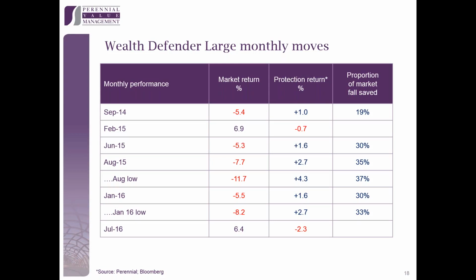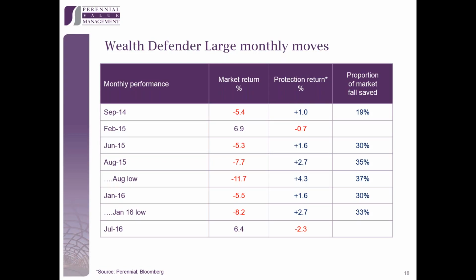What we can see here on slide 18 is a bunch of examples of what the option portfolio did when markets fell. The biggest and most obvious one is to look at the August 15 low. You'll see that row there where the market was down 11.7%. The protection portfolio was up 4.3%, so mitigating nearly 40% of that loss. There are a bunch of other examples showing that mitigation, being in the 30% range.